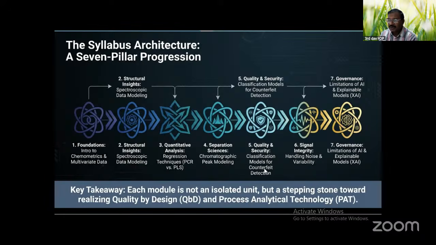Each module is not an isolated unit; it is a stepping stone towards realizing quality by design and process analytical technology. This is the present concept running in research, quality by design and process analytical technology, to develop the aims and objectives of QbD and PAT. We should use the models of artificial intelligence by using the respective steps involved in the process.